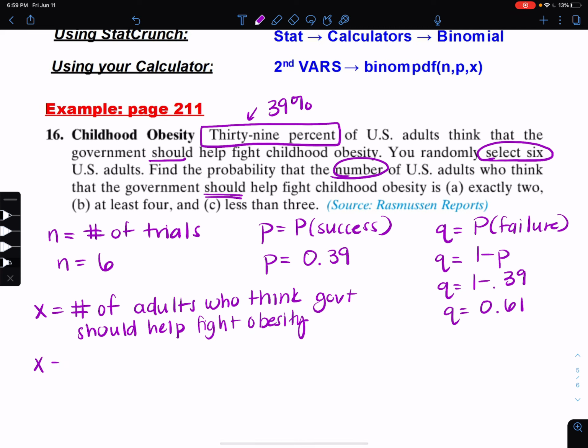Now, sometimes you're going to be asked for all the possible values of X. X will always have values that range from 0. You could have nobody who says the government should do this. And then all counts, remember this is discrete, up to your value of N. Can't go past N because you only talked to 6 people in this case. So you could have 0 people who say the government should do this, 1, 2, 3, 4, 5, or all 6 people might say the government should help fight childhood obesity. So this is how I identify and lay out a binomial experiment.